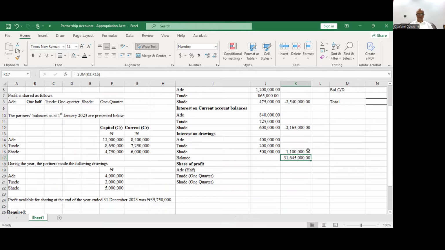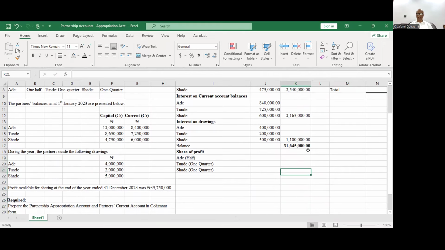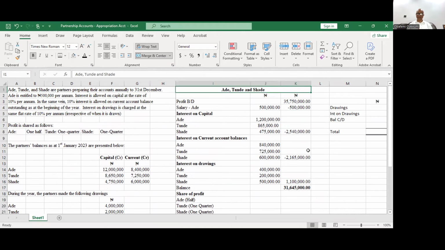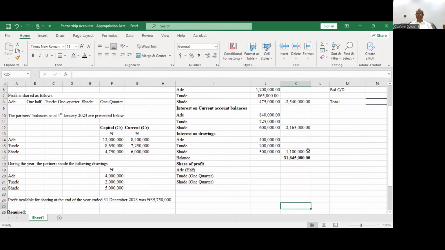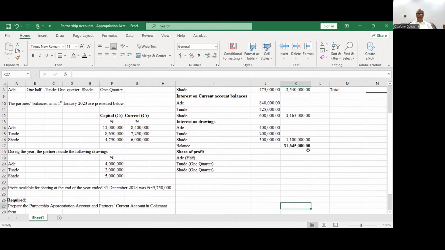All right. Now we are going to talk about share of profit. So now this is the amount that's available at the end of the day for them to share. It started with 35 million, but based on the figures that we have, they'll be sharing 31,654,645 naira. So how much are they entitled to? How much should be given?